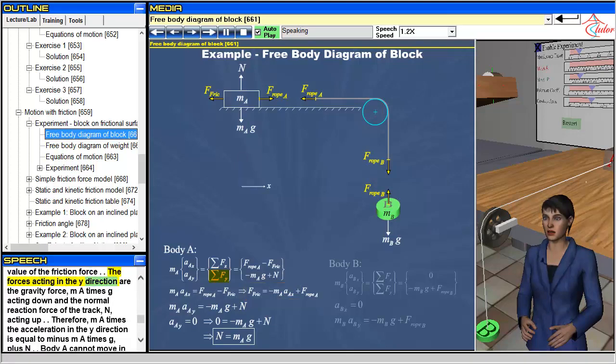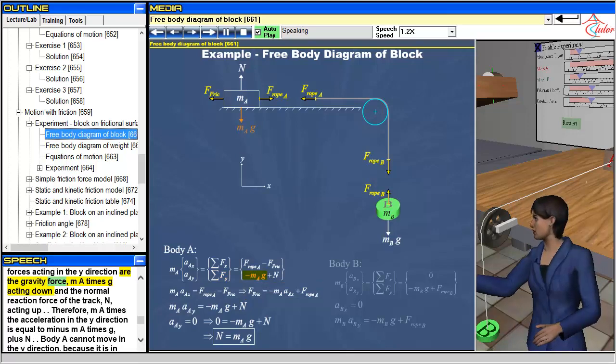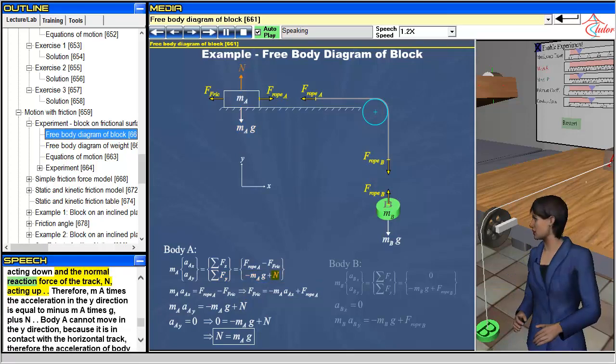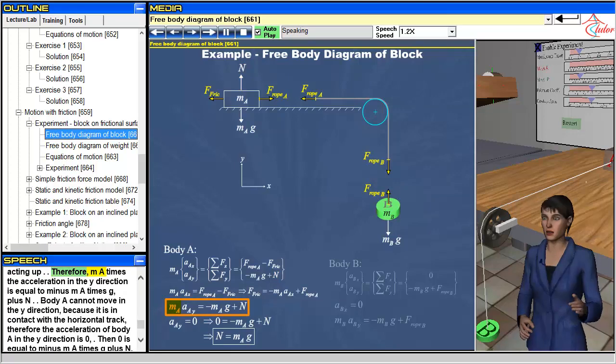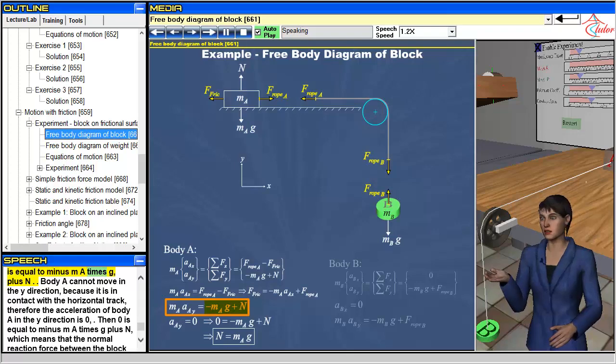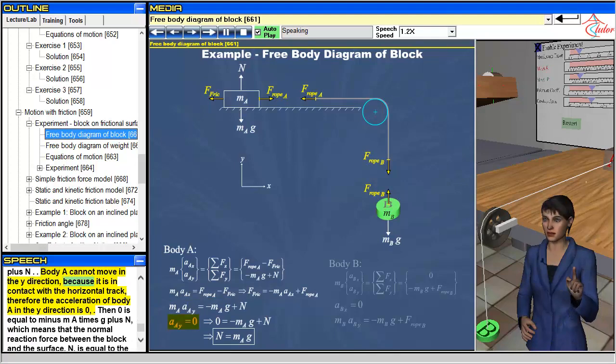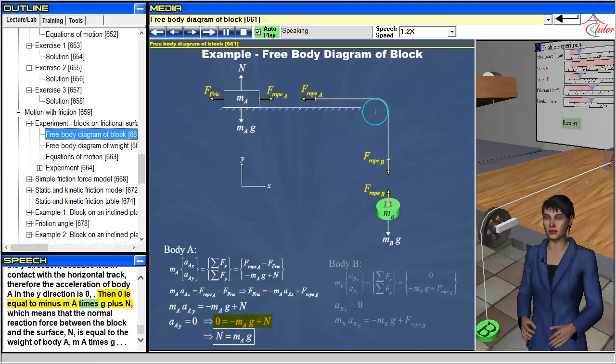The forces acting in the y direction are the gravity force, m_A times g acting down, and the normal reaction force of the track, N, acting up. Therefore, m_A times the acceleration in the y direction is equal to minus m_A times g, plus N. Body A cannot move in the y direction, because it is in contact with the horizontal track, therefore the acceleration of body A in the y direction is 0. Then 0 is equal to minus m_A times g plus N, which means that the normal reaction force between the block and the surface, N, is equal to the weight of body A, m_A times g.